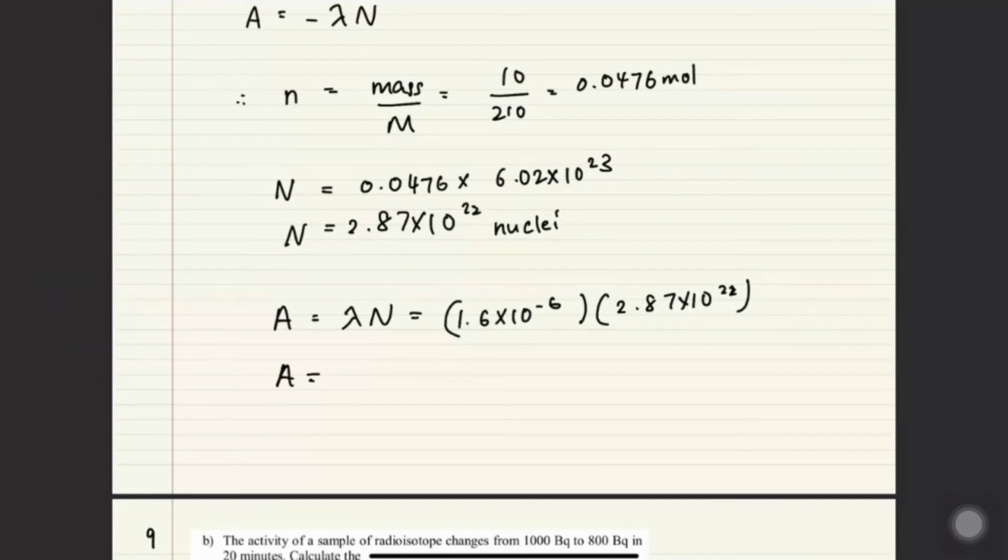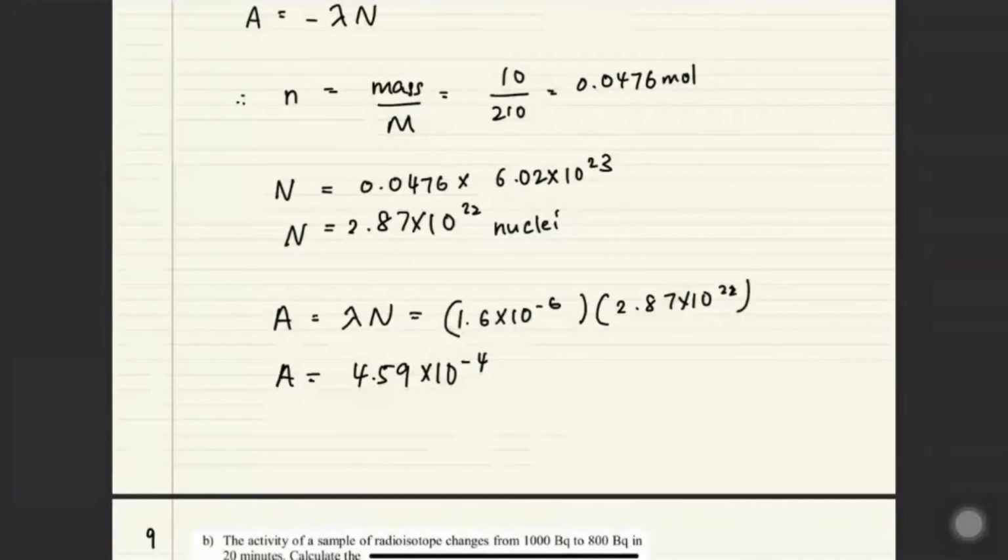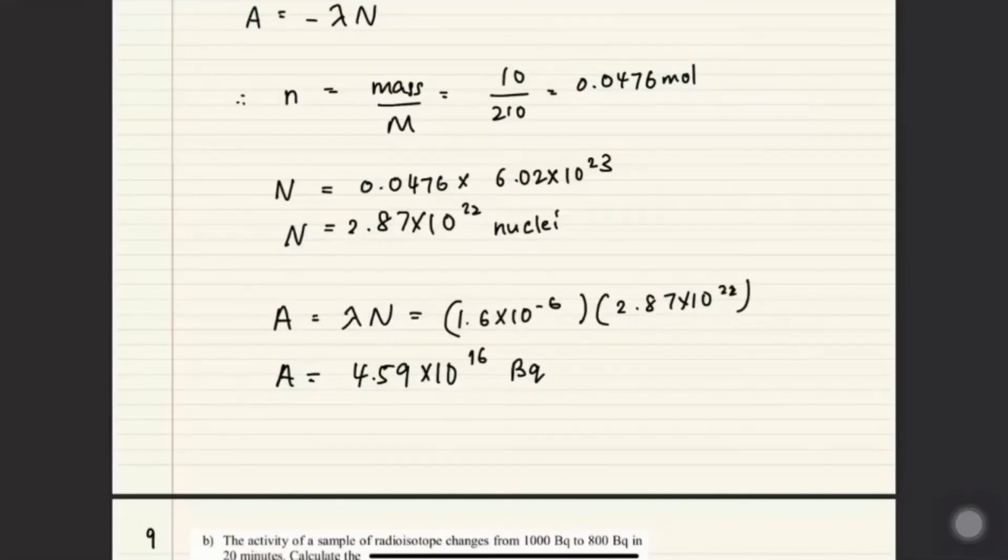Saya dapat sini 4.59, sama tak? Posisi sini. Okay, dapat ke tidak? Unit dia apa? BQ ke sir? BQ, yes. The unit will be BQ, becquerel. Okay.